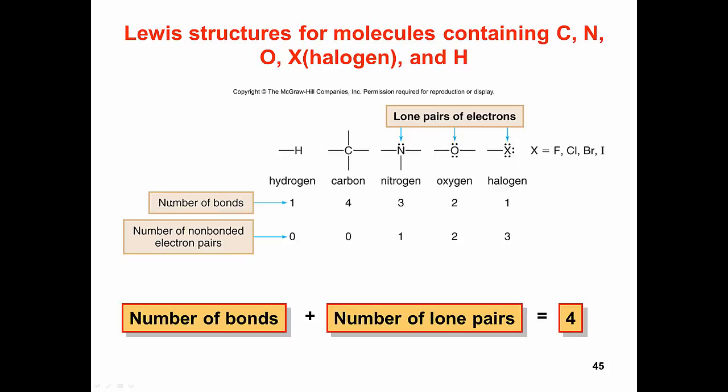We have to look at the number of bonds and the number of non-bonded electron pairs. Hydrogen forms 1 bond only. Carbon can form 4 bonds with 0 lone pairs. Nitrogen forms 3 bonds with 1 lone pair. Oxygen can form 2 bonds and 2 lone pairs. And a halogen, fluorine, chlorine, bromine, or iodine, can form 1 bond with 3 lone pairs.